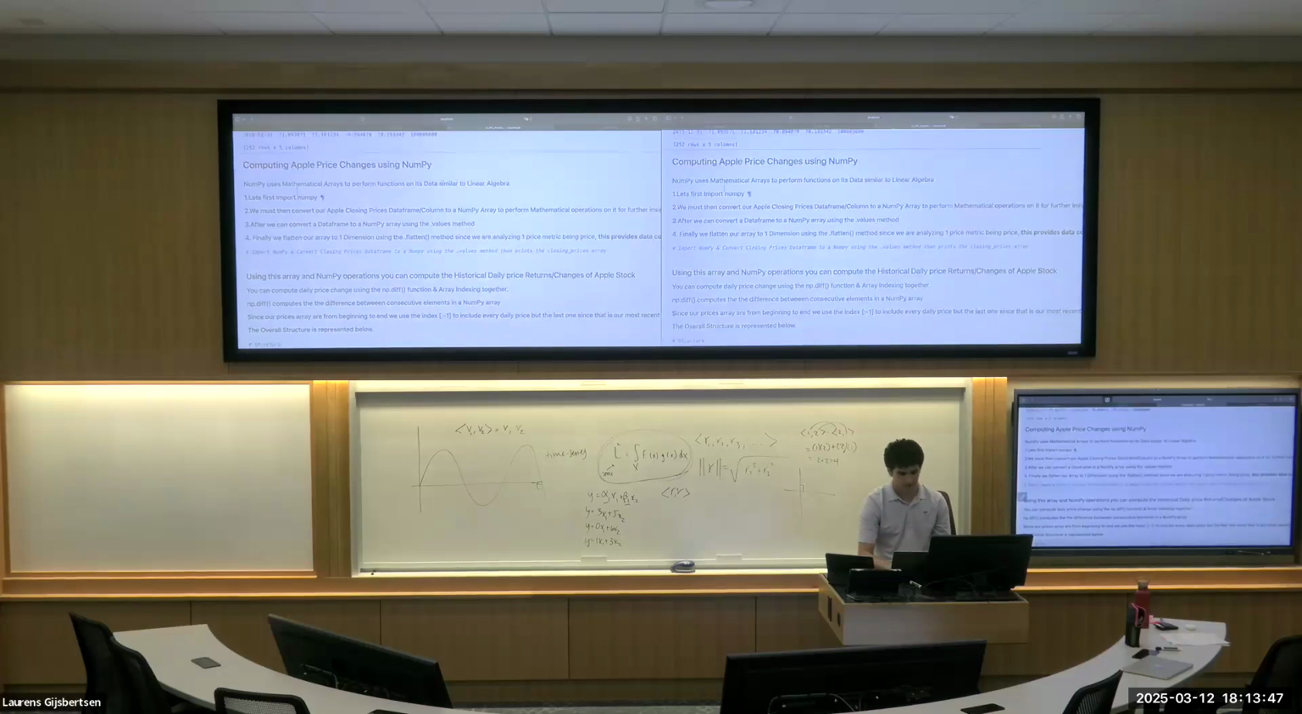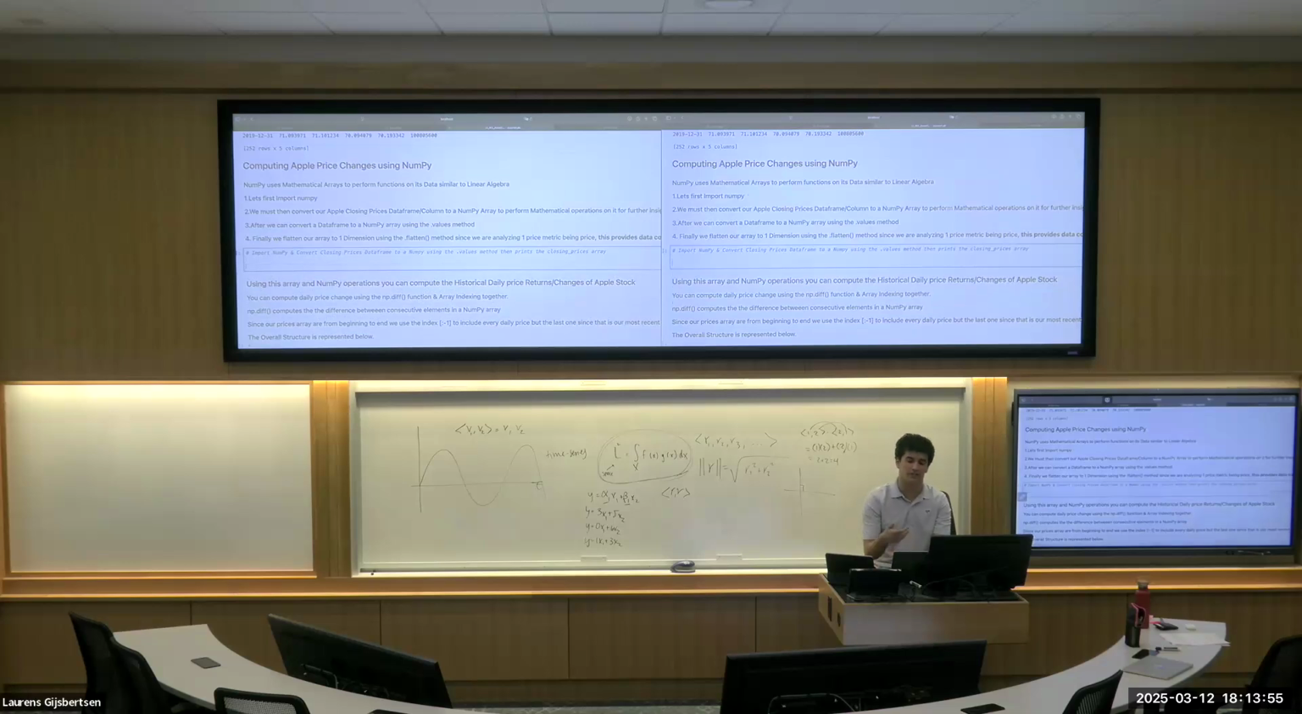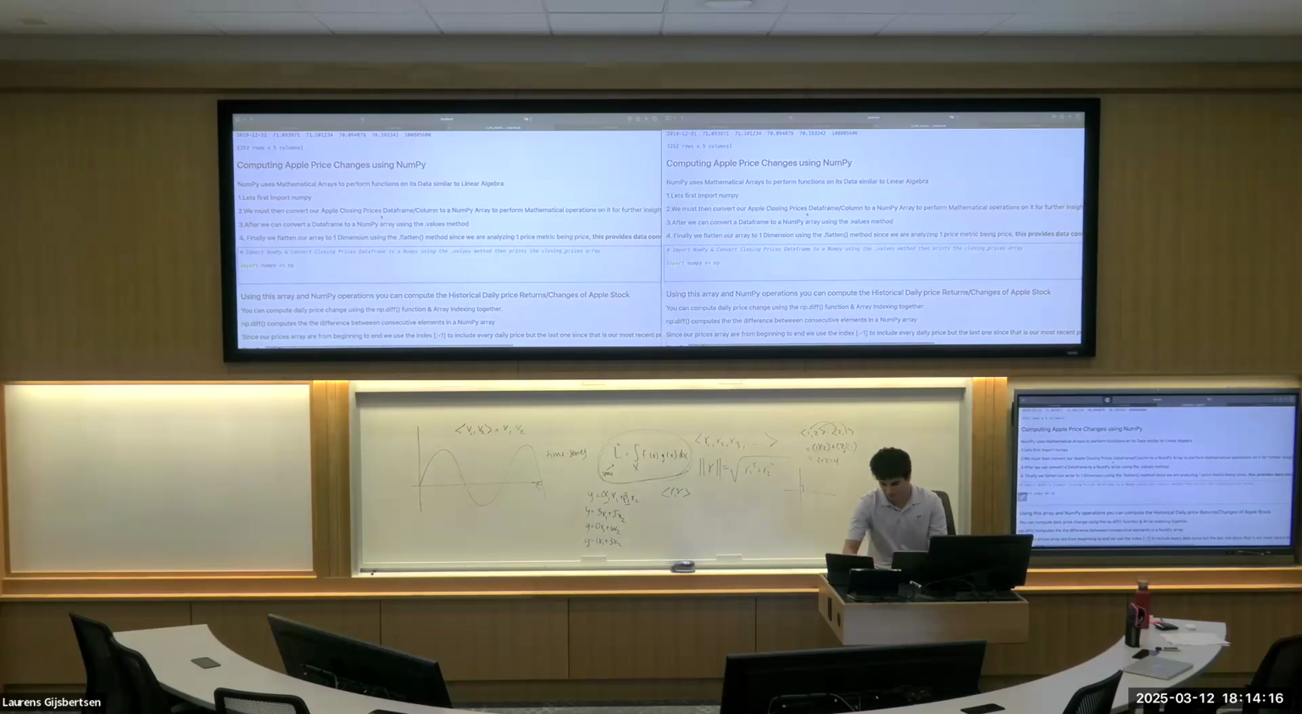Okay. So we can actually compute Apple price changes using NumPy. NumPy uses mathematical arrays to perform functions on its data, similar to linear algebra. First, we have to import NumPy, right? Import numpy as np. So np is the acronym for NumPy. And second, we want to convert our Apple closing prices data frame column to a NumPy array to perform mathematical operations on it, right?